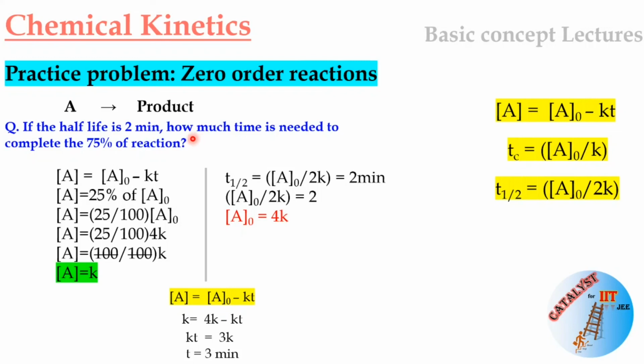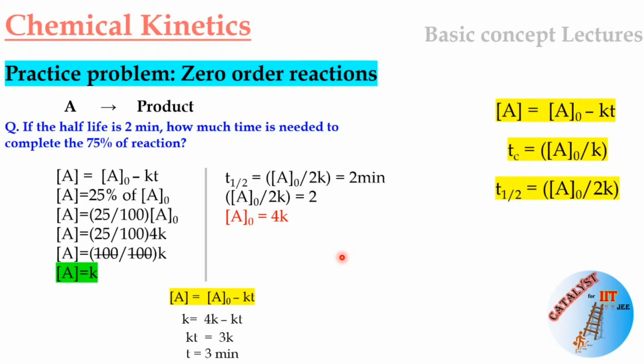So what is required here? How much time? So the time is missing here. So you need to find out the time. So you have A value and A0 value. So how do you find out the time? You need to put it in the integrated rate equation. So A is k, A0 is your 4k. So you put these values and what you get, kt equal to 3k. You cancel this k both sides and you get t equal to 3 minutes. Okay, so the answer is 3 minutes. So the 3 minutes are required to complete the 75% of the reaction.